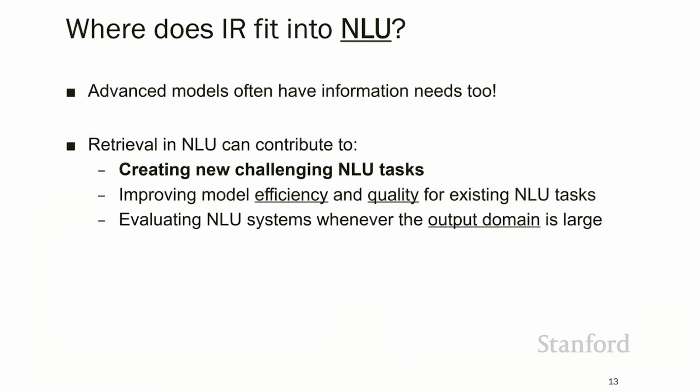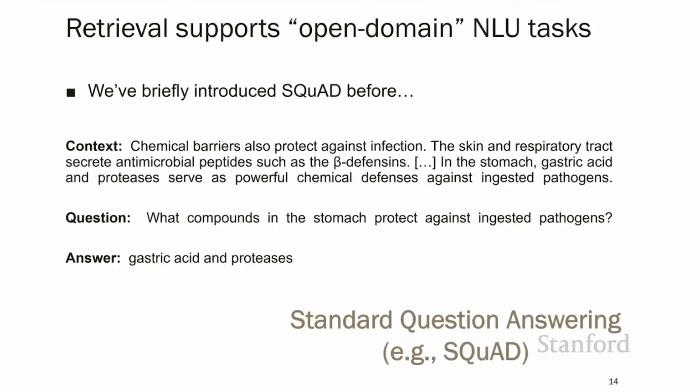Second, retrieval offers a powerful tool to make NLU models for existing tasks more accurate and more effective. We'll touch upon this today, but we'll discuss it in more depth later. Third, retrieval can often lend us a nice framework for evaluating NLU systems whenever the output domain is large, just like in search, or whenever low latency is important, which are key characteristics in IR. We will expand on this in a later screencast as well.